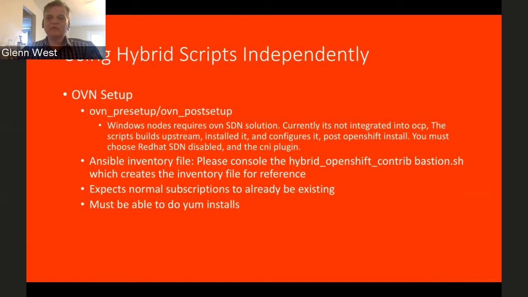If you go to the hybrid OpenShift contrib and look at the bastion.sh, you will find embedded the creation of the Ansible host file with the appropriate switches you need. Then note you'll still have to have the subscriptions, and you must be able to do yum installs for this on this infrastructure.